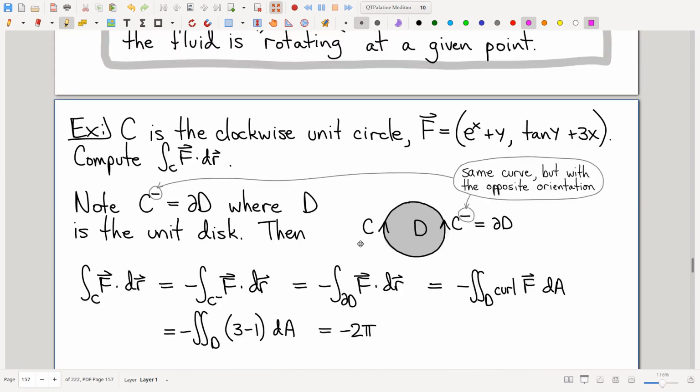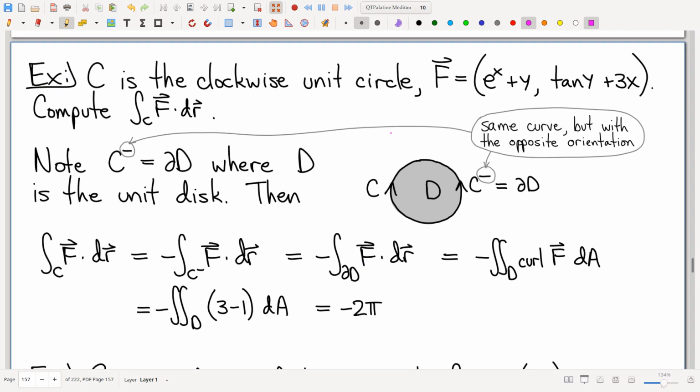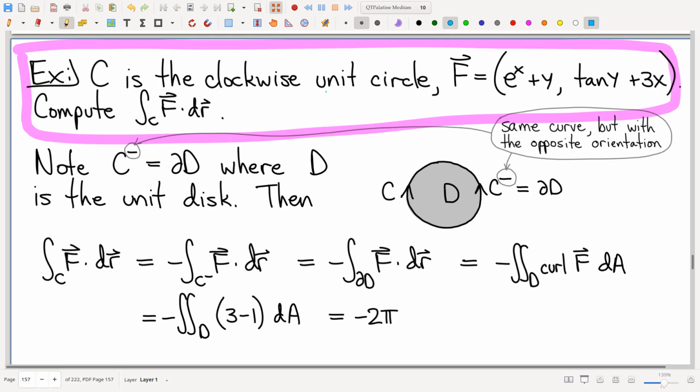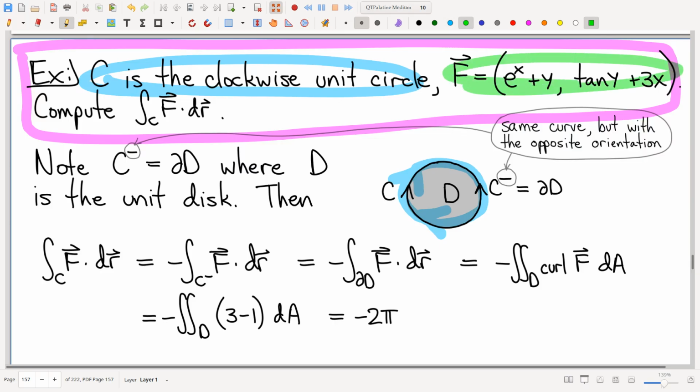Okay, let's do one. First example. Here's the question. I've got a curve given. Here it is. There's my curve, a clockwise oriented unit circle. I have a vector field given, and I want to compute the vector line integral of that vector field over that curve. And now let's forget about Green's theorem for the moment. Let's just take a moment to think about how we would do this the old-fashioned way, right? 6.1 style.